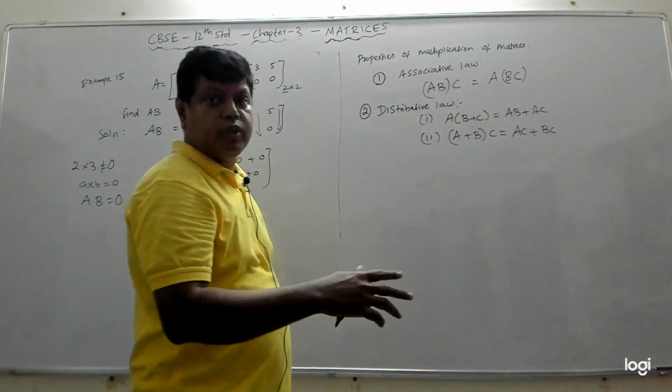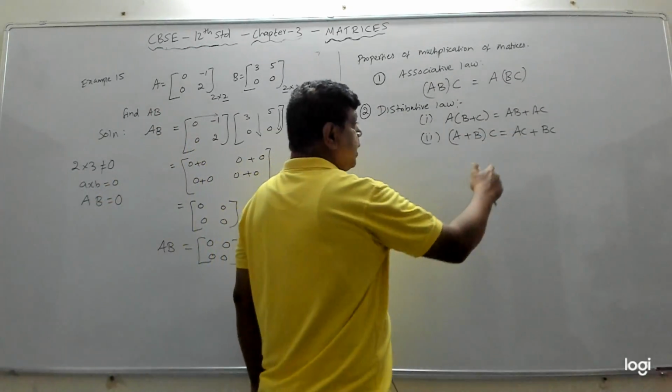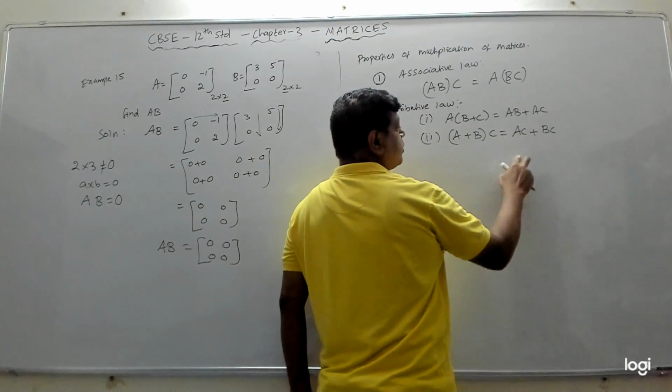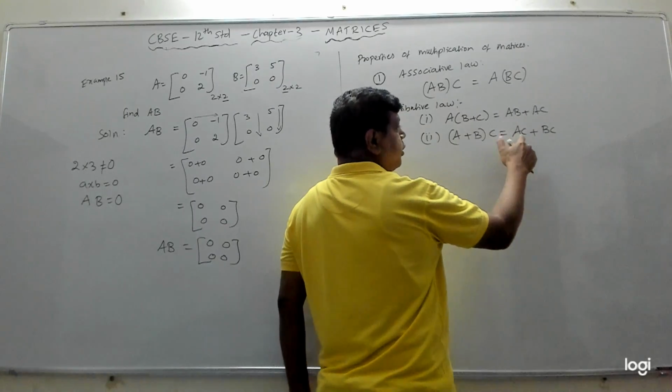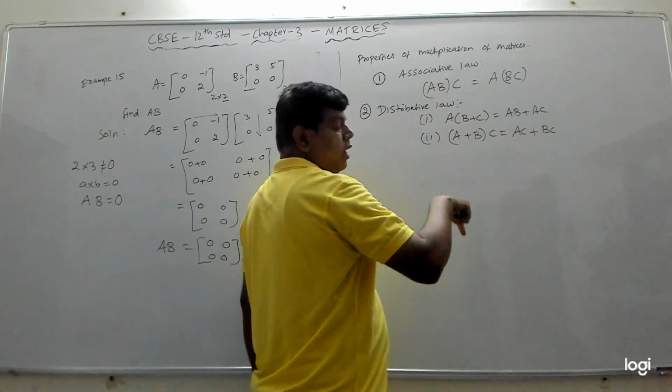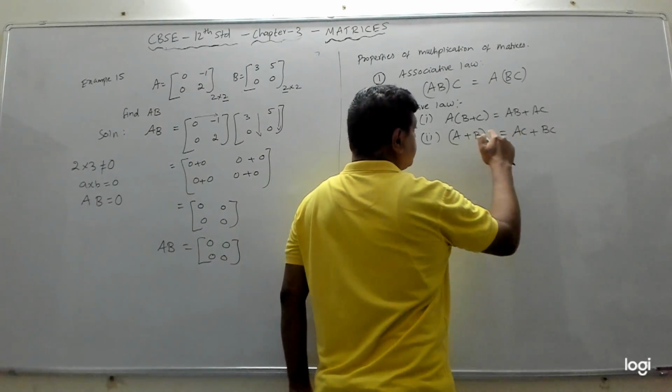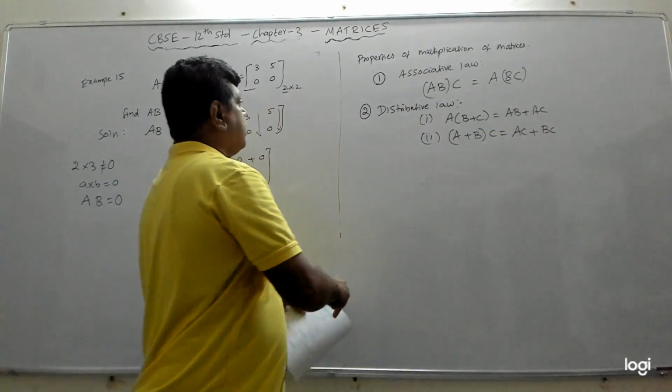In normal numbers, it is okay. But when it comes to matrix multiplication, you cannot change the order because matrix multiplication is not commutative, where A into C is not the same as C into A. So A with C is AC, B with C is BC. So this is the distributive law.